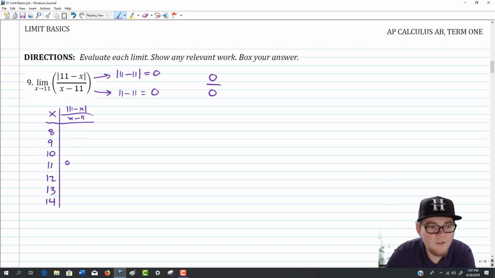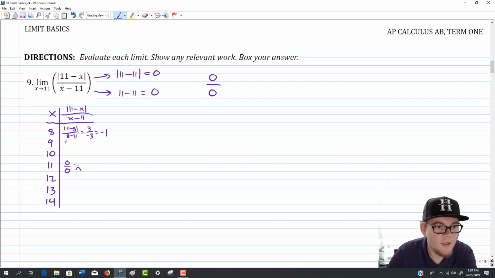Now we know at 11 we get 0 over 0, which is basically just a sad panda kind of number at this point. It's not even a number, it's not a value. We don't know what it is. So up here, if we plug in 8, we get the absolute value of 11 minus 8 over 8 minus 11. When we plug that in, we get 3 over negative 3 equals negative 1.